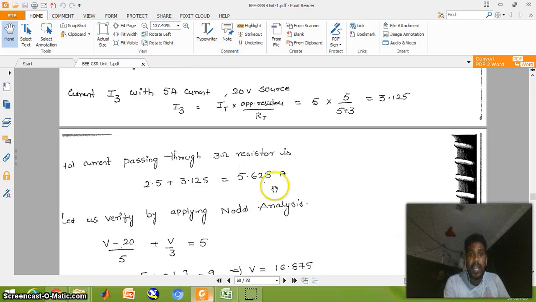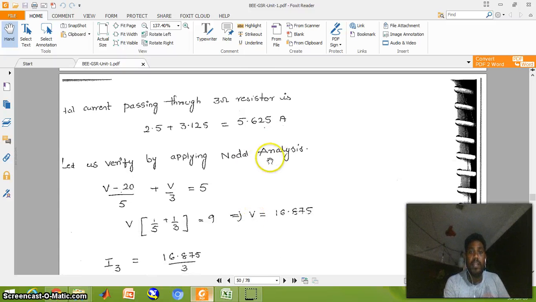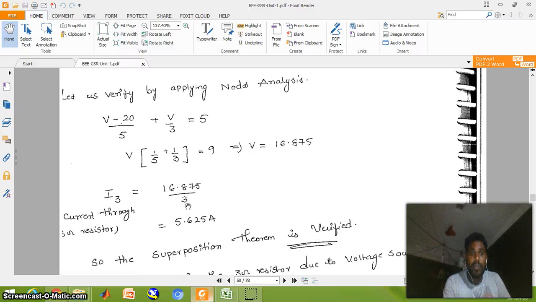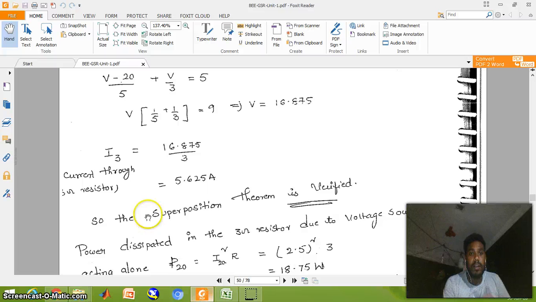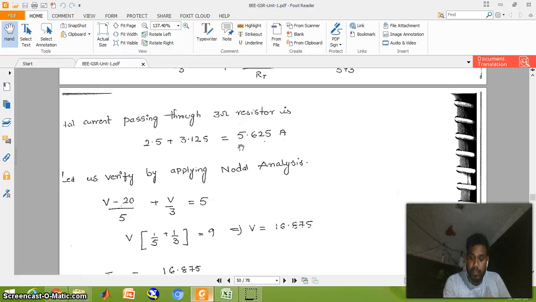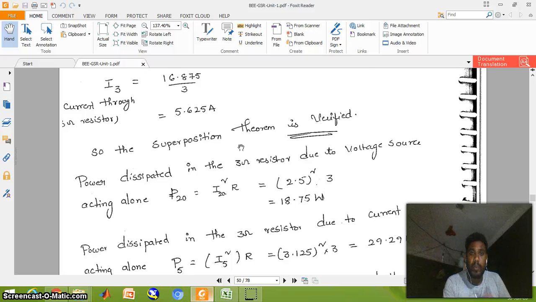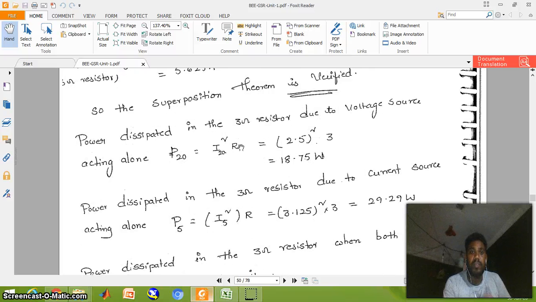Now, is this correct or not? Verify by another method, using nodal analysis. Calculate the current through the 3 ohm resistor. We get 5.625 amperes. So we get the same value, so this is the correct method. This is the superposition theorem, and the superposition theorem is verified.